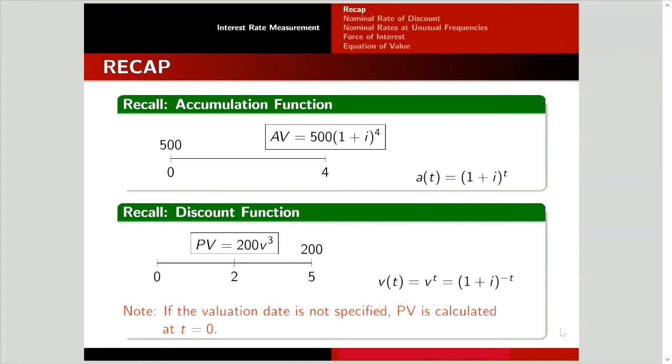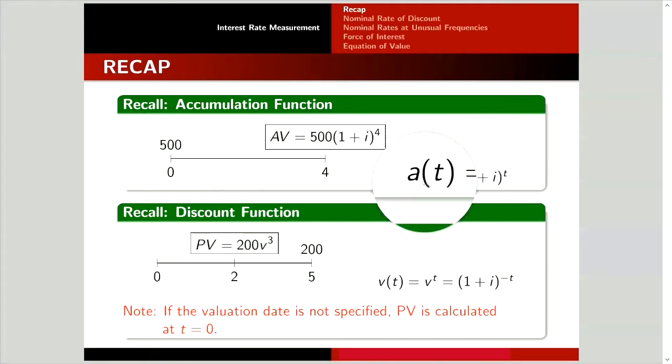Let's recall these two important functions. Let's have the accumulation function first. Suppose we have 500 at time zero. We want to get the value of this 500 at time four. You may consider there are four periods here, or four years. From the timeline, it is obvious that you want to carry 500 forward. And how do we do that?